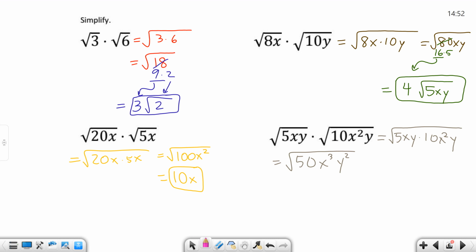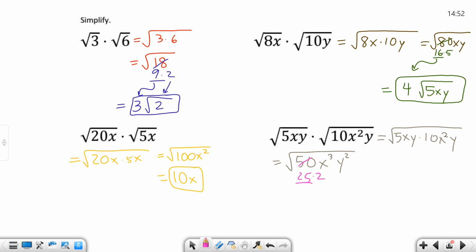All right, and then here, can I break 50 up into a perfect square? Because 50 is not a perfect square, right? 49 is, and 64 is, but 50 is in between and it's not. So is there a number that I can divide 50 by? Does it help me to do 5 and 10? No, because I can't do the square root of 5 or the square root of 10. But it does help me to do what? That's right, 25 times 2.